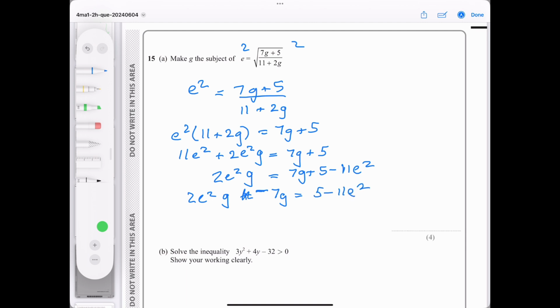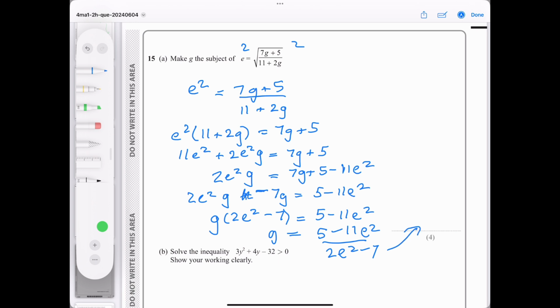Now we've got to remove the g from both of these by factorising. So we'll take the g outside: g times (2e squared minus 7) equals 5 minus 11e squared. And then we'll just finish off by dividing by the 2e squared minus 7. It's quite a mouthful, this. So g equals (5 minus 11e squared) over (2e squared minus 7). That can all go up there.